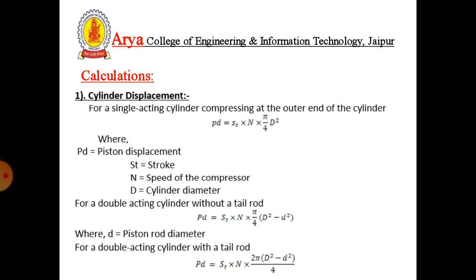For a double acting cylinder, PD equals ST into N into pi by 4, capital D square minus small d square, where small d is the piston rod diameter. For a double acting cylinder with a tail rod, PD equals ST into N into 2 pi, capital D square minus small d square, by 4.